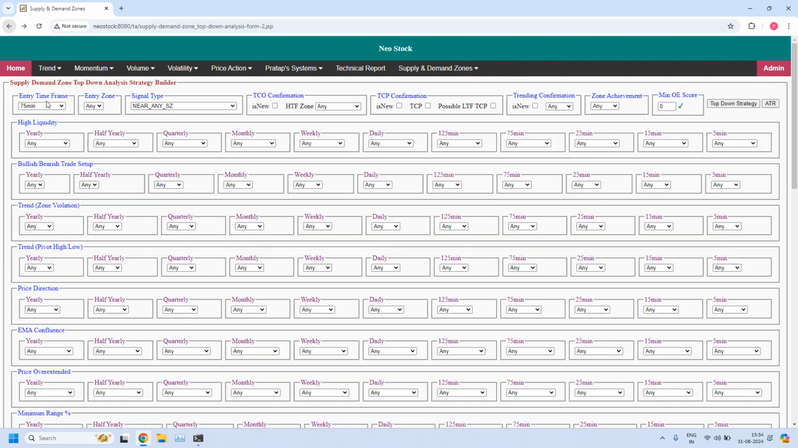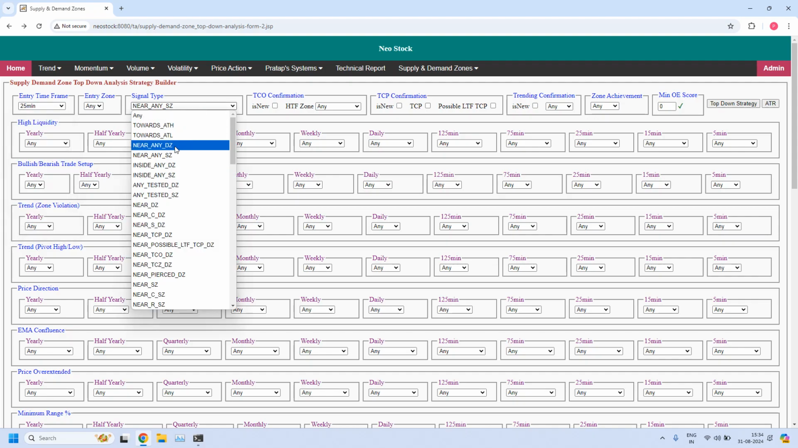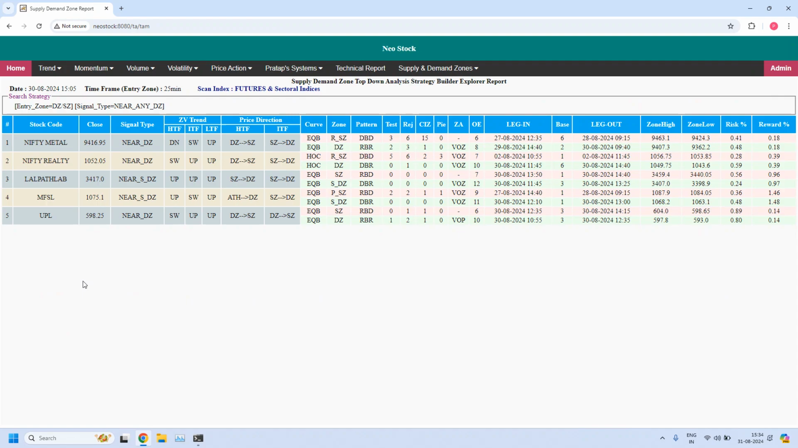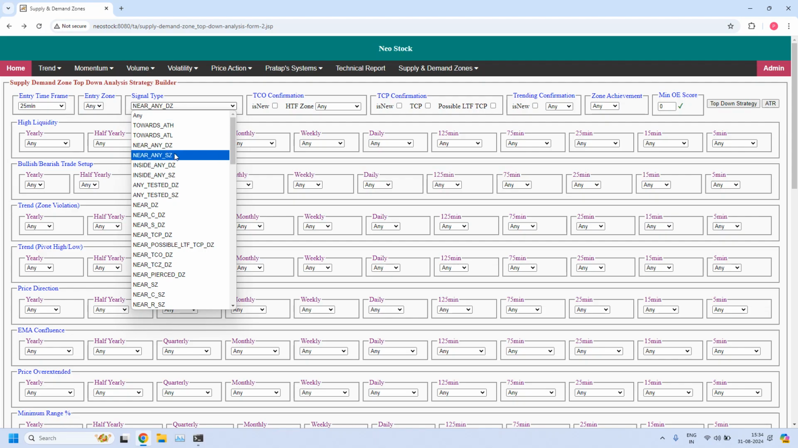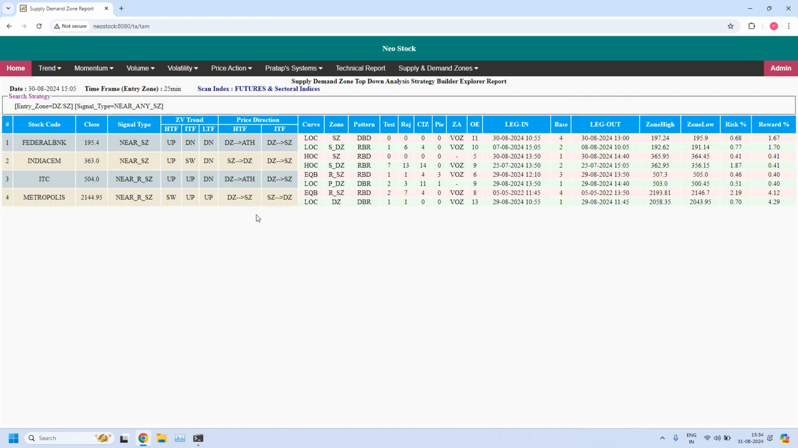The next time frame is 25 minutes. Let us find the stocks near 25 minutes demand zone. 5 stocks are filtered. Next report for 25 minutes time frame, let us find the stocks near 25 minutes supply zone. 4 stocks are filtered.